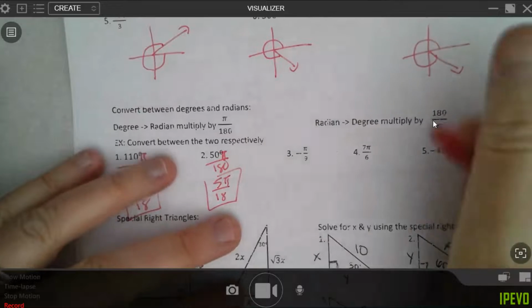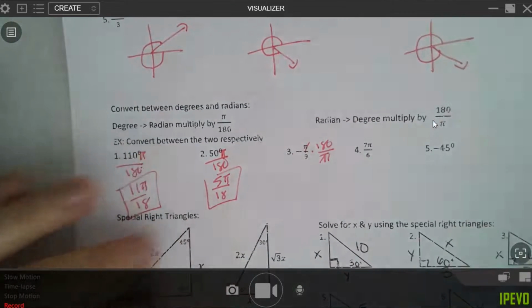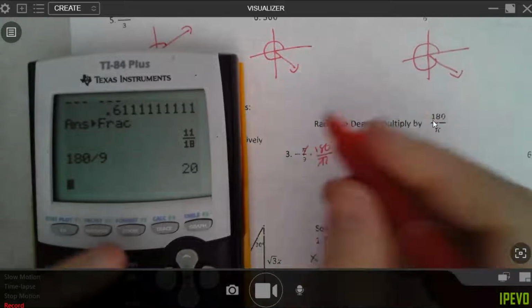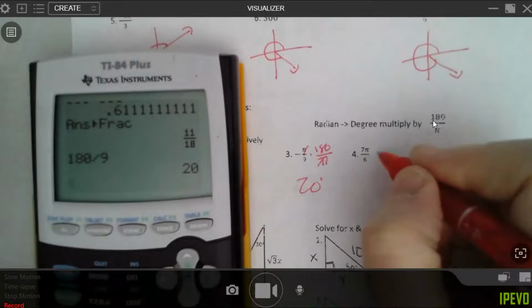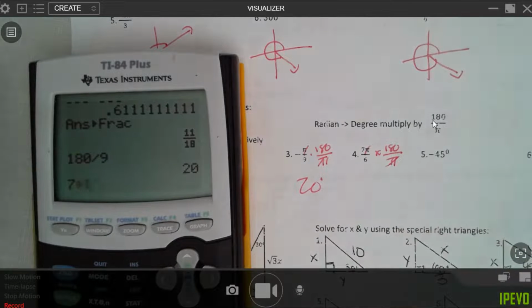Now these we're going to multiply by 180 over pi. So our pi's cancel. So really all you're going to do in your calculator is 180 divided by your 9. So your answer is 20 degrees. So this one, when you multiply it, pi's cancel, and do 7 times 180, and then divide it by the 6.